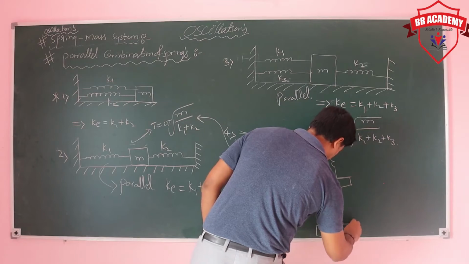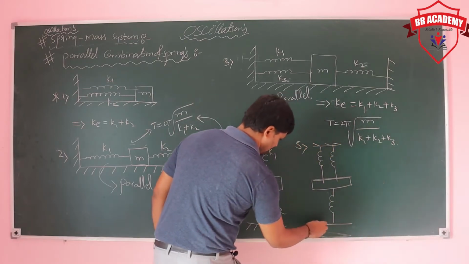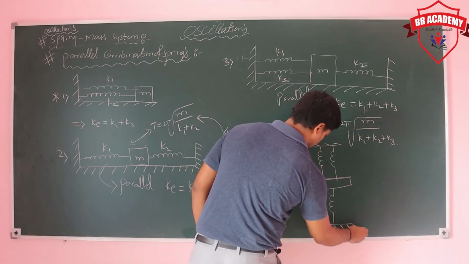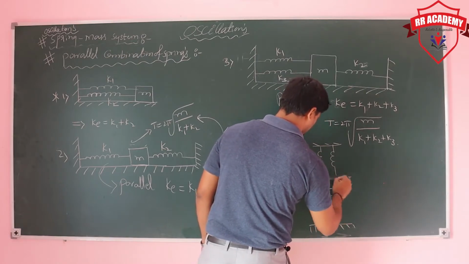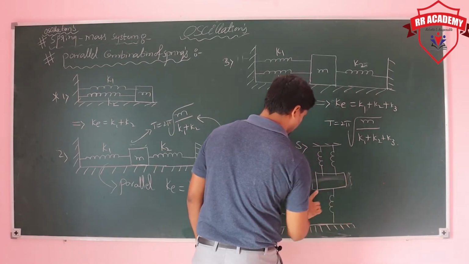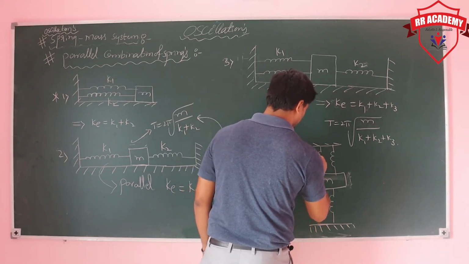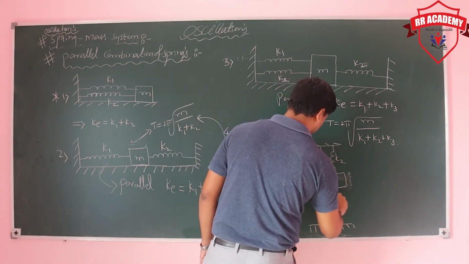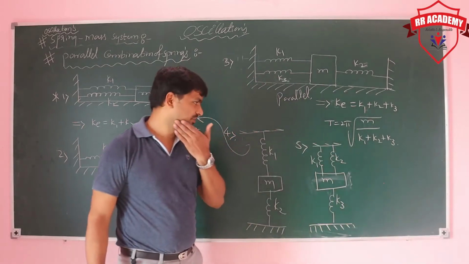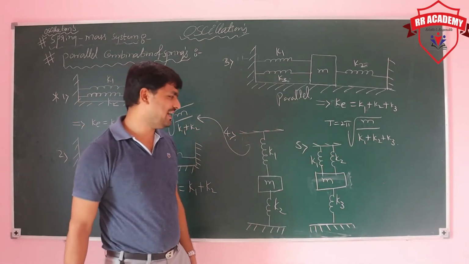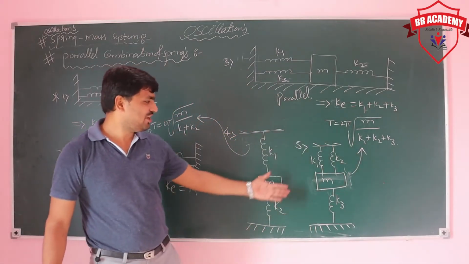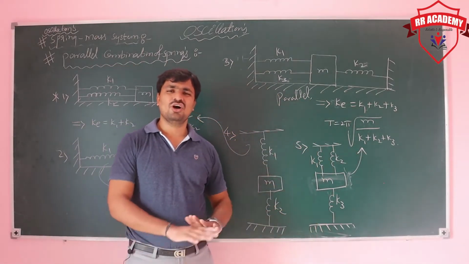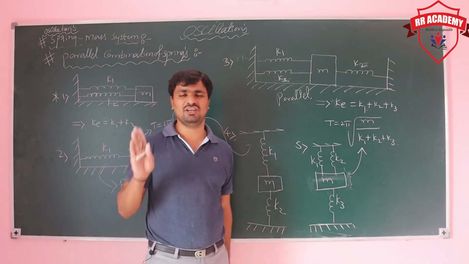Which combination is this? K1, K2, K3. Which combination here? Parallel combination. The value of the effective is this. Here you have 4, here also 4. Note one thing you have to remember.